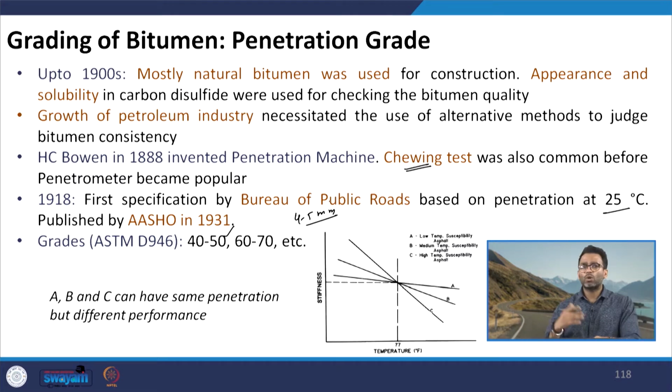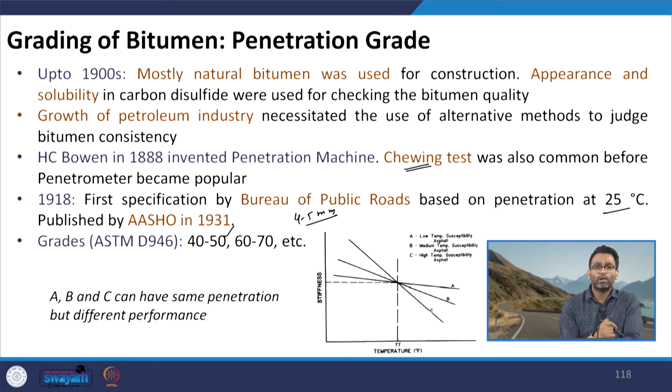Let us talk about some of the advantages and disadvantages of this penetration grade bitumen. One of the advantages of penetration grade bitumen is that it is simple to use. The equipment is cheaper, and it can be handled by normal manpower. You do not need specially technical staff to handle this equipment, and it is also portable. It can be taken to different places, to different sites, for testing the bitumen sample.